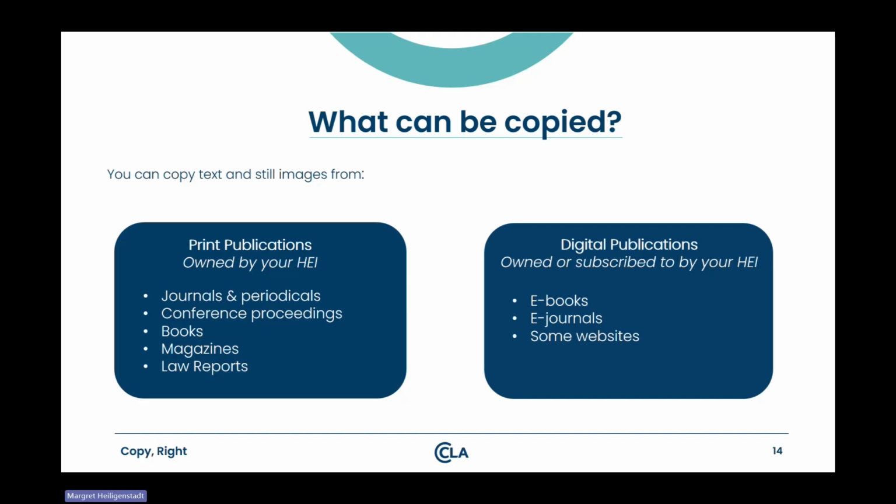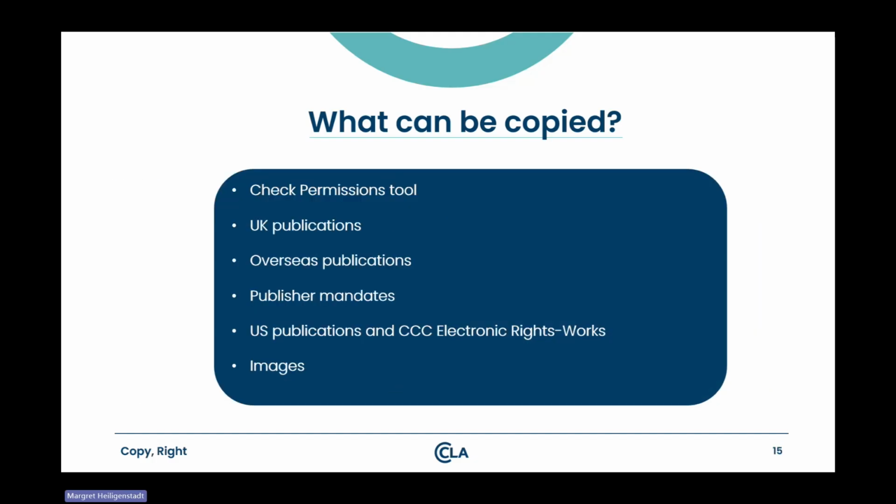So I want to go into a bit more detail about this. So you don't have to guess whether you can copy something. We've got a check permissions tool on the CLA website. And as Claire and Stephen mentioned, you can also check permissions via the DCS. That'll do it for you pretty much automatically there. The check permissions tool works best if you have an ISBN or ISSN to add. You can search by title, but it can be a bit hit and miss and take a lot of time. So if you can search by number, I would definitely recommend it.